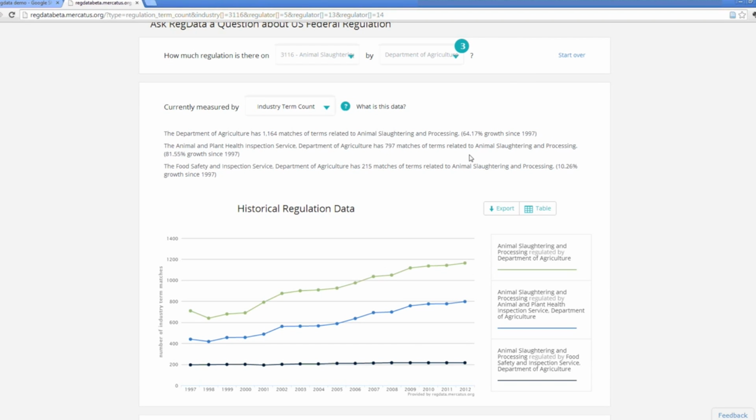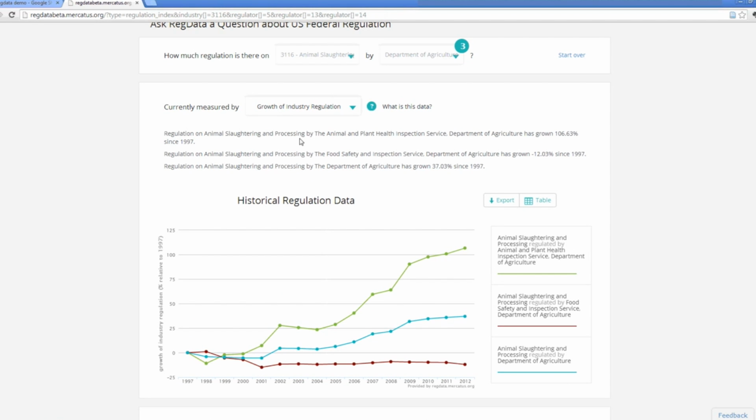Now we got 3 lines. The top line is Department of Agriculture overall, the entire department. The second line, the blue line, is the Animal and Plant Health Inspection Service. And that specific agency had about 800 of the mentions of animal slaughtering and processing. And then the other agency that we selected, the Food Safety and Inspection Service, had about 200 for the entire time period. So that's another way of using this. You can zoom in on specific agencies within specific departments.